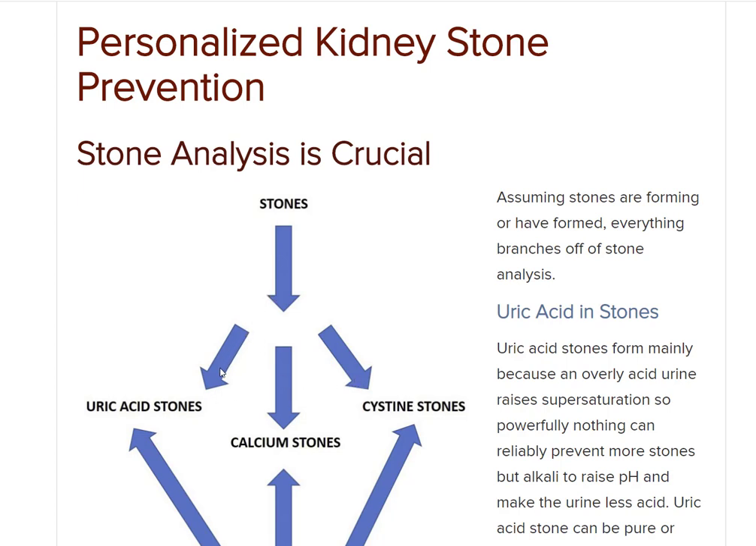If they're uric acid, there's nothing you can do but make the urine more alkaline. These stones can be cured, they can be dissolved, and so knowing if it's uric acid is critical. You can know if the stone is analyzed.